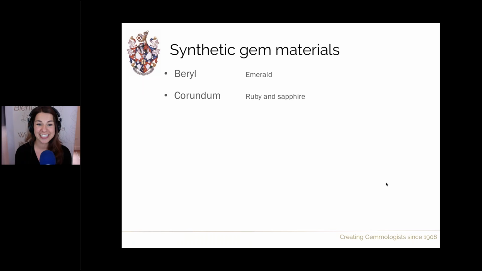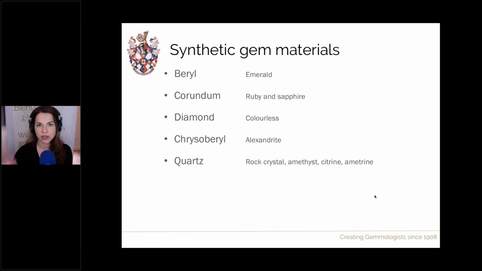Corundum can be synthesized, so that's ruby and sapphire. Diamond: although we can grow colorless, yellow and blue synthetic diamond, we can also create all the other colors from further treatments. But colorless diamond is currently the most popular color for synthetic diamond. And we can also make chrysoberyl, which is normally a synthetic alexandrite, the color change variety. And quartz is largely synthesized as well.